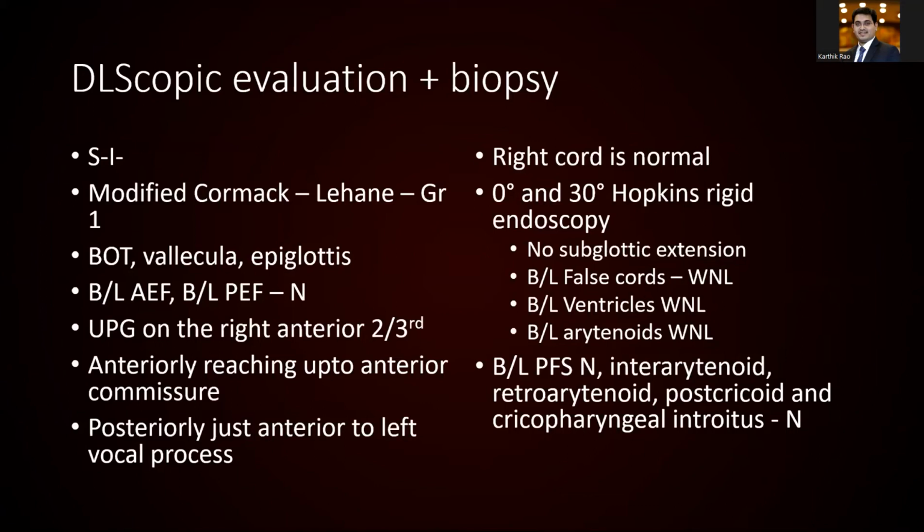There was a presence of ulceroproliferative growth, sorry, it is on the left, please read it as left. It was seen on the left anterior two-thirds, anteriorly reaching up to the anterior commissure. Posteriorly, it is just anterior to the left vocal process. The right vocal cord is normal. We also used 0° and 30° Hopkins rigid endoscopes to evaluate the subglottic extension as well as the extension into the ventricles. There was no obvious subglottic extension. Bilateral false cords were normal. Bilateral ventricles were normal. Bilateral arytenoids were normal. Bilateral pyriform sinus were normal. Interarytenoid, retroarytenoid, postcricoid, and cricopharyngeal introitus were normal.